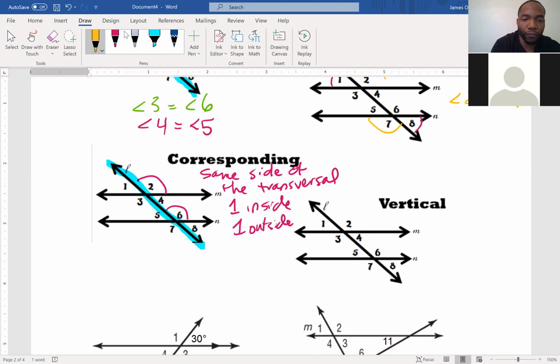Okay, so 4 and 8 are corresponding. I didn't write down the first one. 2 and 6 are corresponding. What are the other two that are corresponding? Type them in the chat box.